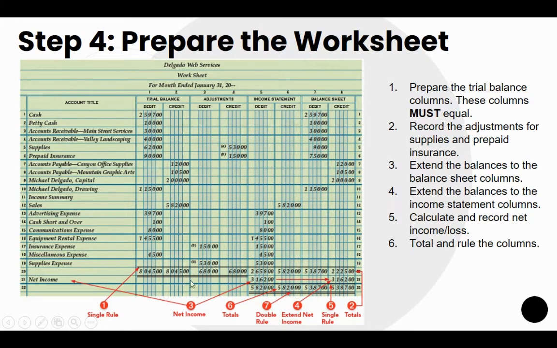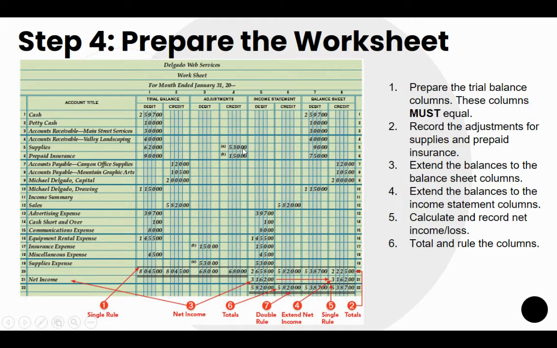Then step 2, you do your adjustments. Remember, supplies and prepaid insurance, we adjust. So you go do an inventory of your supplies to find out how much you have left, and then you adjust for the difference. So in this example, the beginning of January, they started out with $620 worth of supplies. At the end of January, they had 90, so they had to adjust it for $530. We had to pull $530 out of supplies. So debit balance here, you got to reduce it, so you're going to credit it.